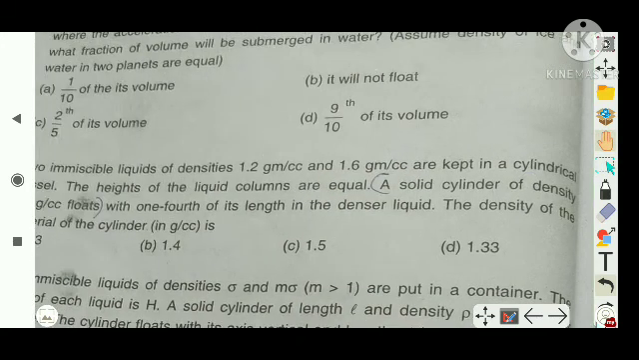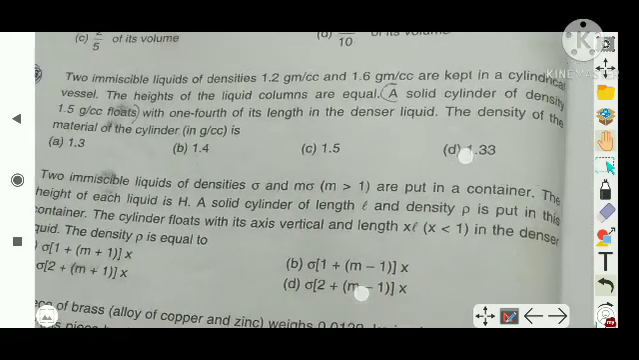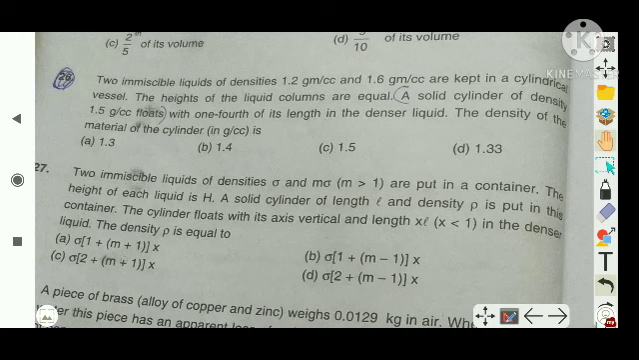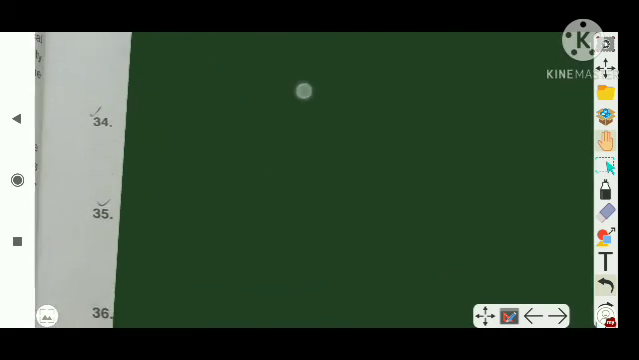Okay, moving on to the next problem. Two immiscible liquids, immiscible meaning they are not going to mix up, of density 1.2 grams per centimeter cube and 1.6 gm per cc, are kept in a cylindrical vessel. The heights of the liquid columns are equal. A solid cylinder is floating with 1/4th of its length in the denser liquid, denser meaning the one with higher density, the 1.6 one. 1/4th is inside there, and that means 3/4th will be in the rarer medium. The density of the material of the cylinder is being asked. It's a very good concept question.